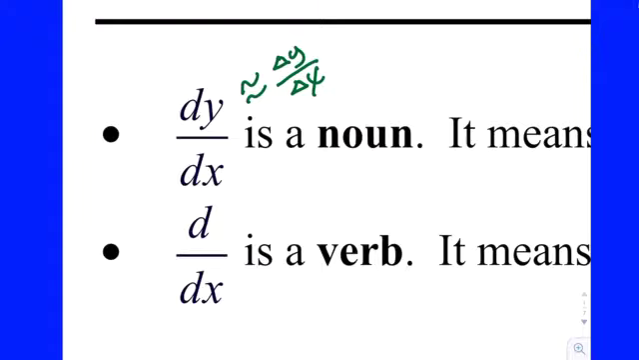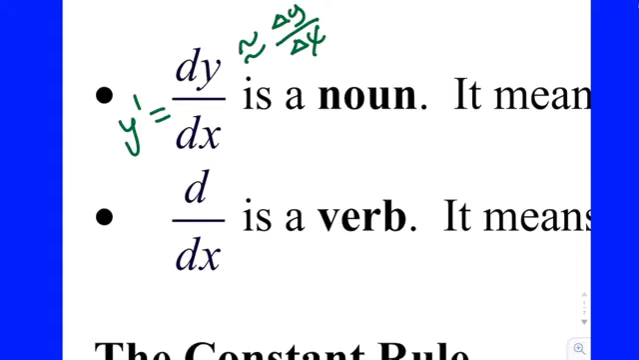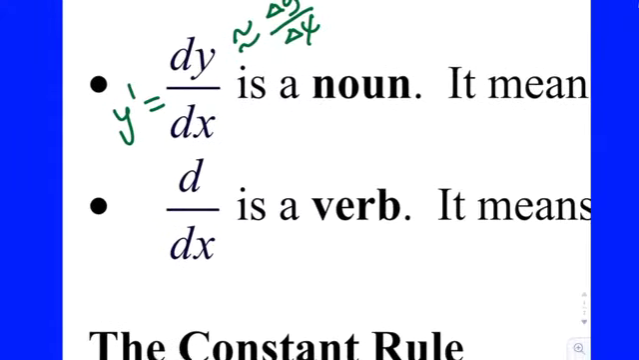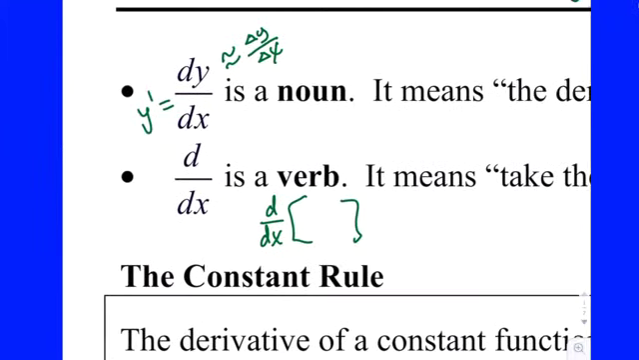But dy/dx is a noun. It's essentially equal to y prime. Okay? It's the same thing. Whereas d/dx is a verb. If you see d/dx, it's like kicking the y out of the numerator. It tells you to take the derivative of what follows with respect to x. So you usually have something in there. It'll say d/dx of. And so the instructions may just say to evaluate. That means you're going to be finding the derivative of what follows with respect to x.